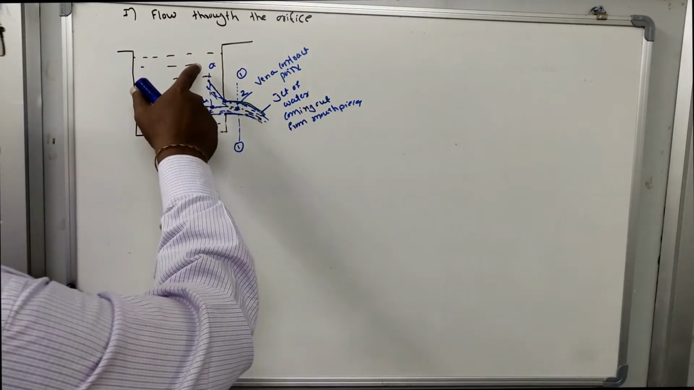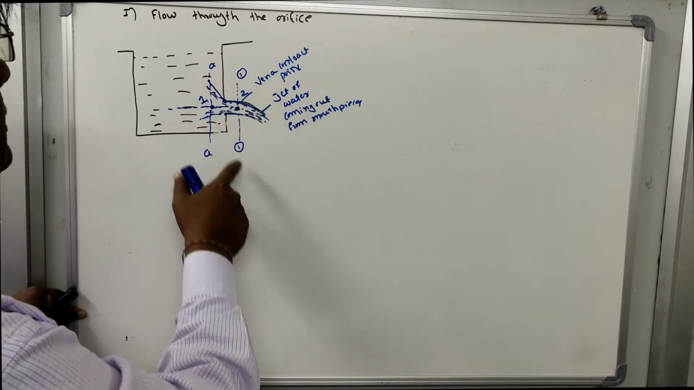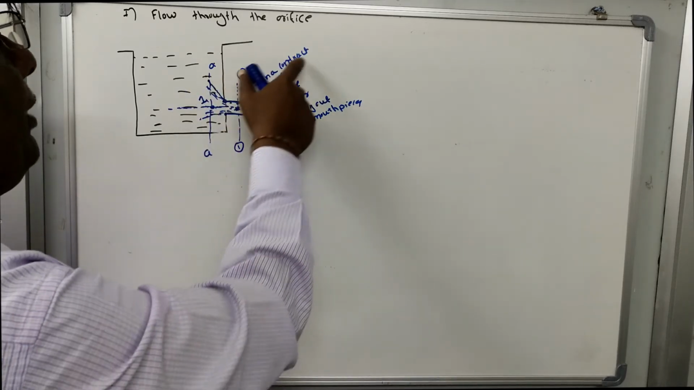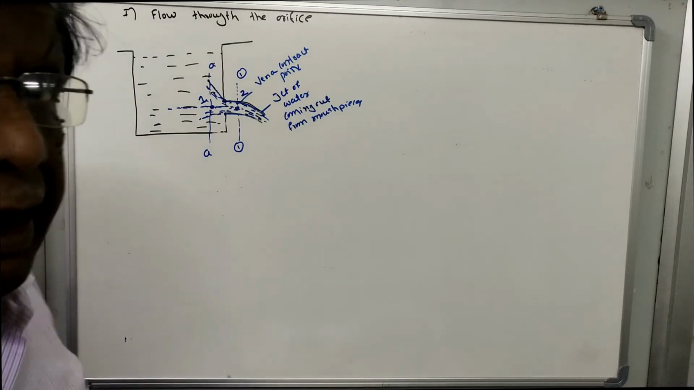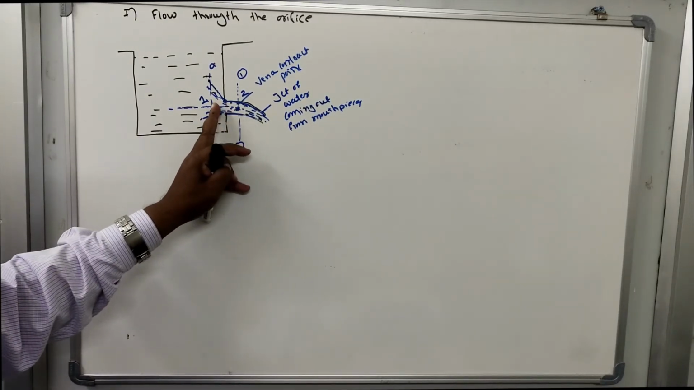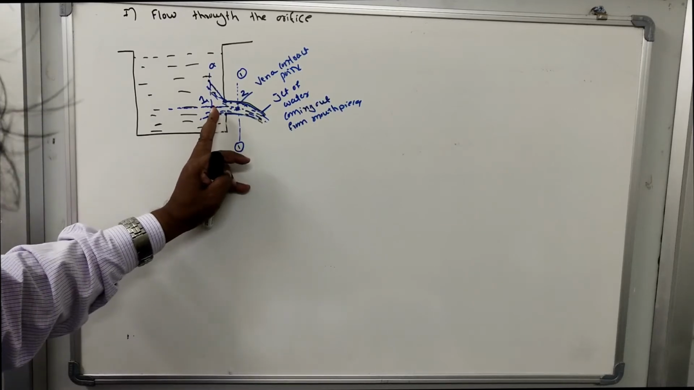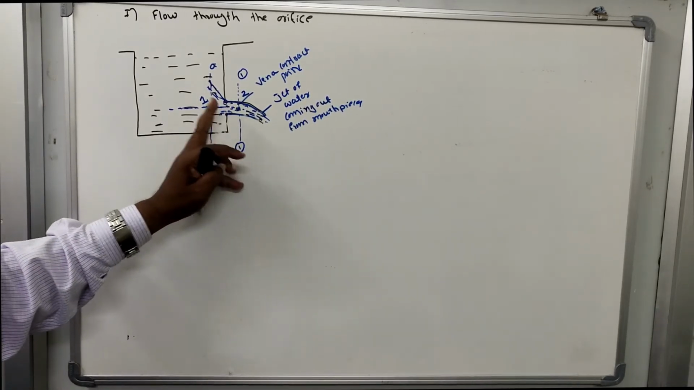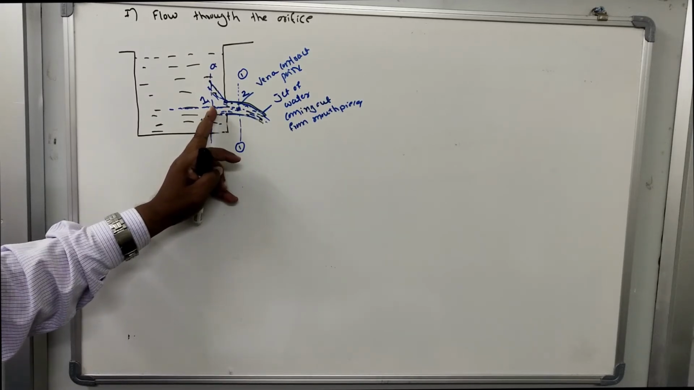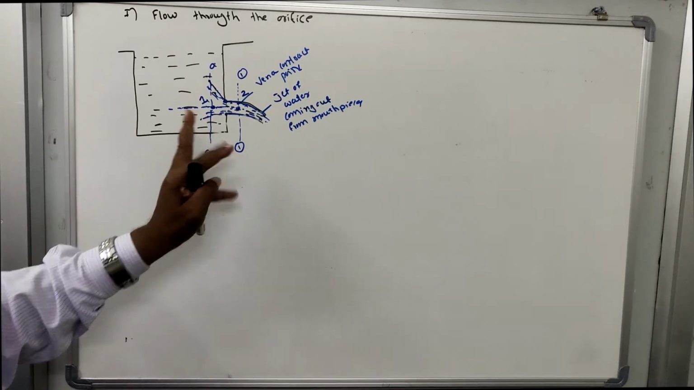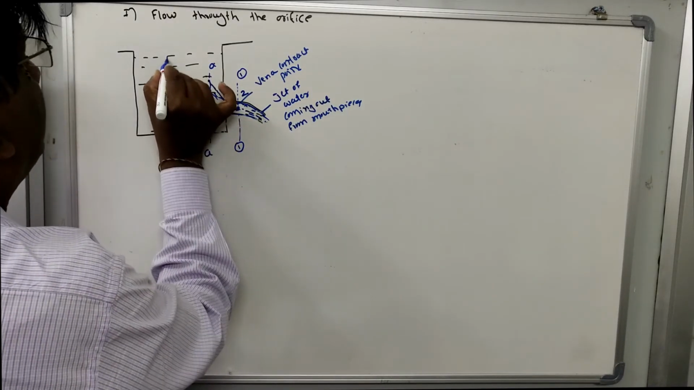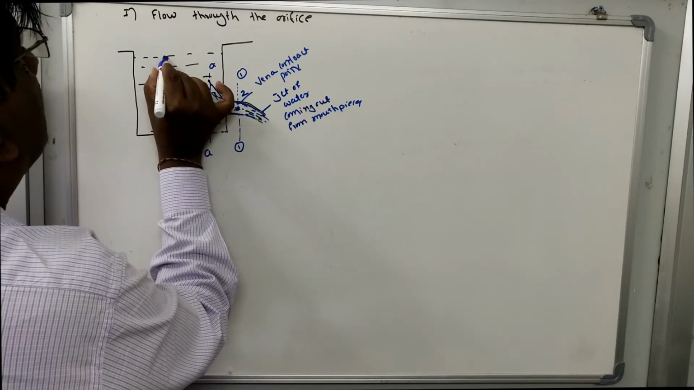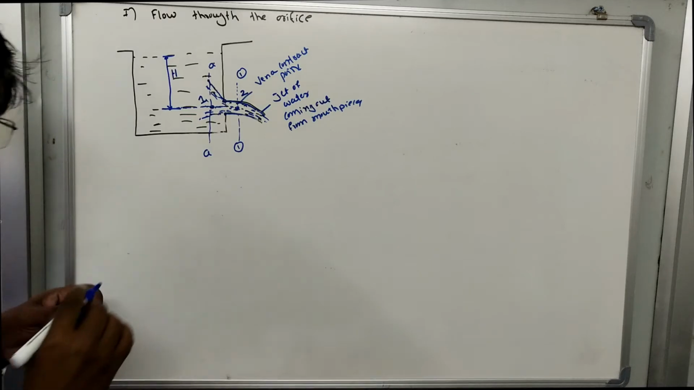So let us take two sections, AA and 1-1. Section 1-1 is taken at the vena contracta point. Section AA is taken just upstream of the orifice and just near the boundary of the tank. Now you apply the Bernoulli's equation. Let this be H, this is the head over the orifice.